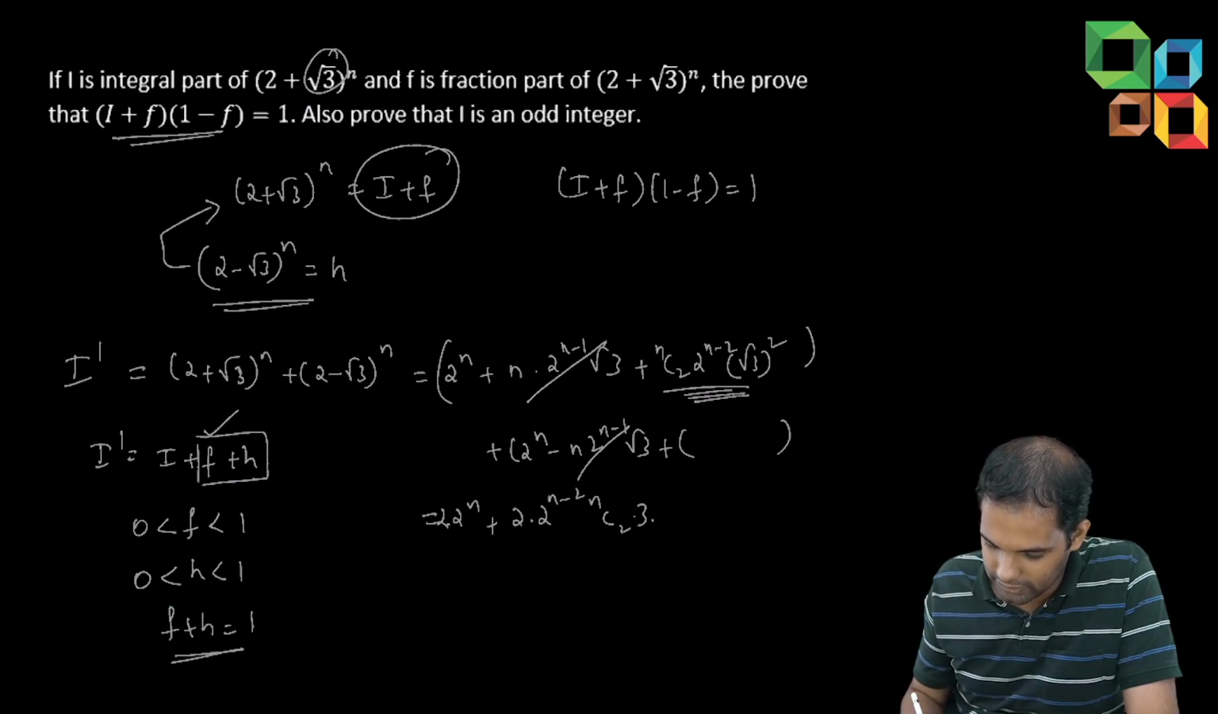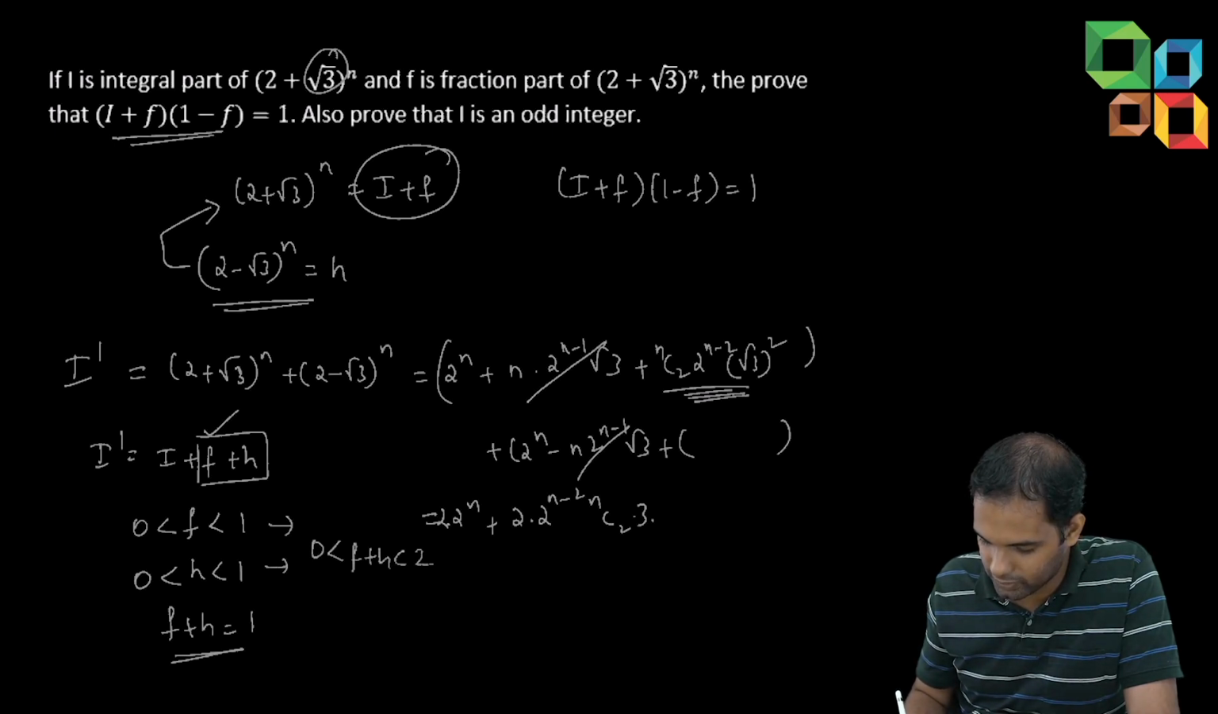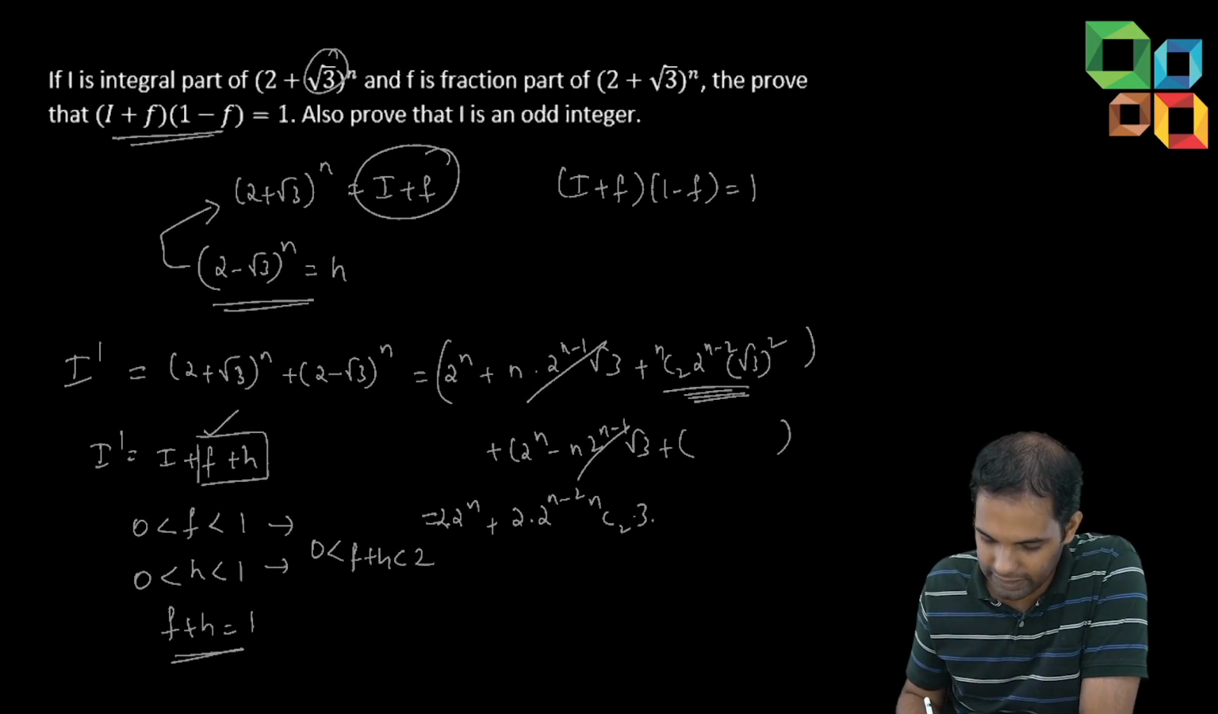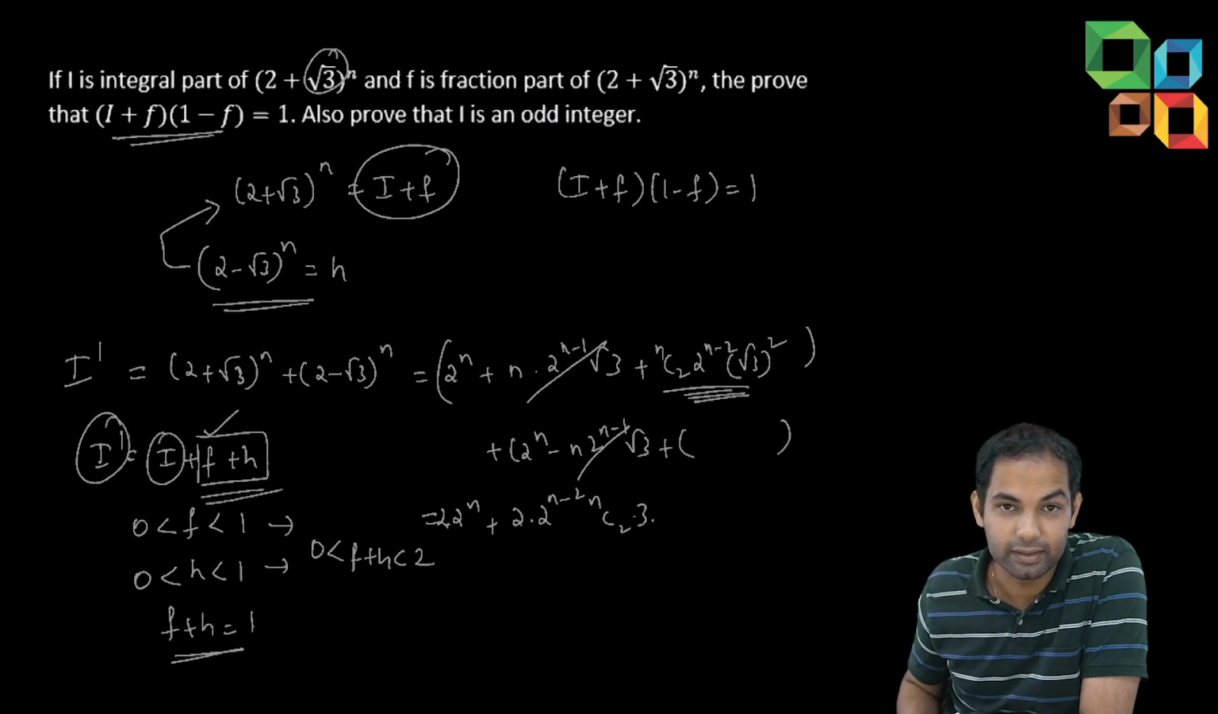Let us look at this. Add these two inequalities. What am I going to get? 0 on one side, and f plus h is less than 2. There's only one integer which is lying between them. Why should it be an integer? Because this is an integer, this is an integer, so the remaining part should be an integer. Right?